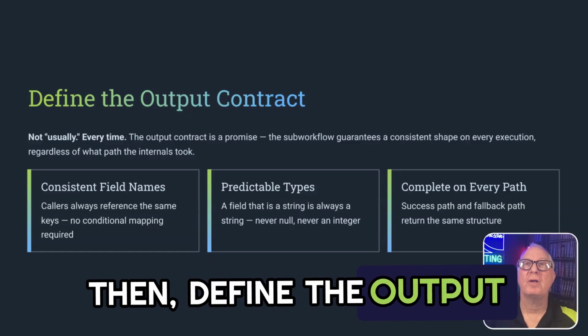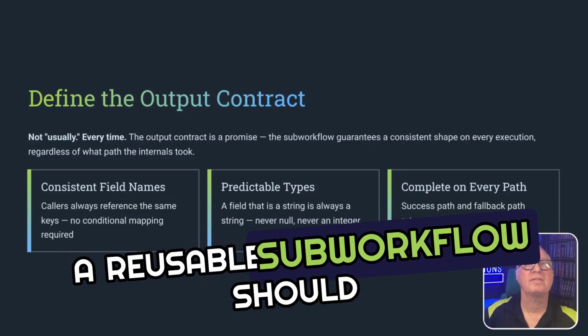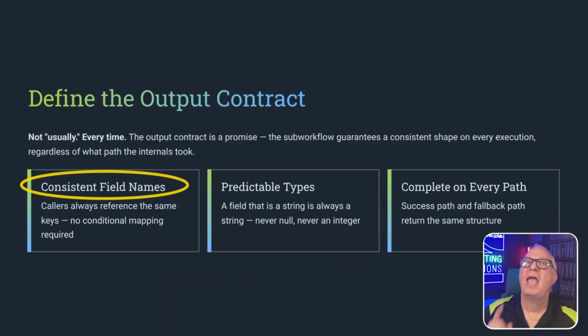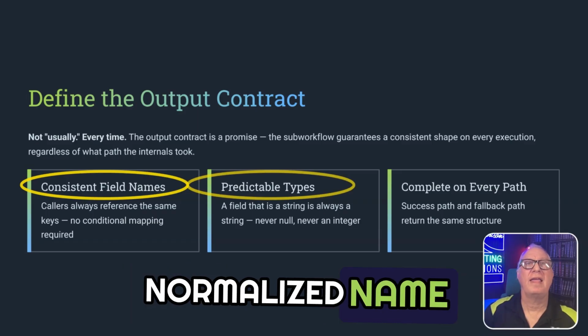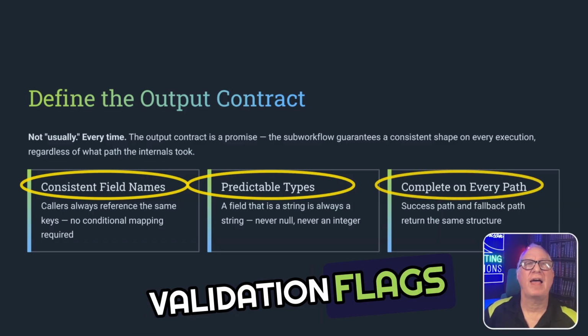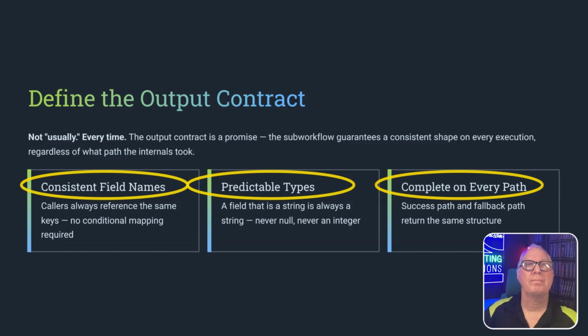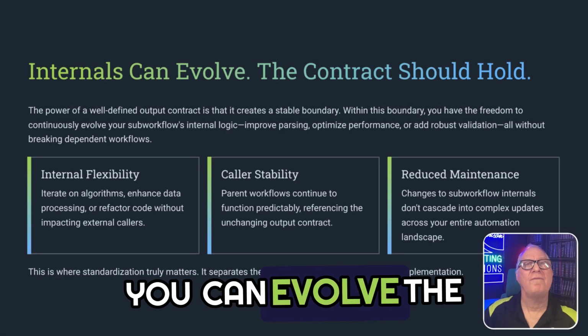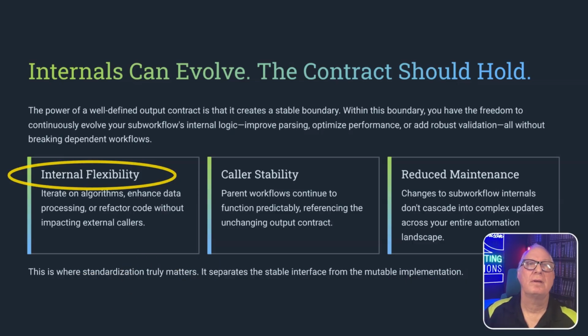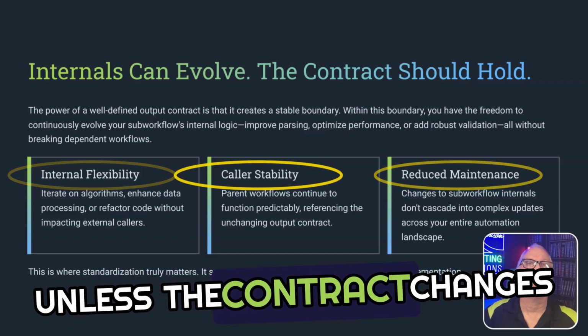Then define the output contract. A reusable sub-workflow should return a stable shape every time. Not usually, every time. In the normalize contact module, maybe it always returns the same object: normalized name, normalized phone, normalized email, validation flags, and a status. You can evolve the internals, improve parsing, add better validation. But the caller should not have to change unless the contract changes.